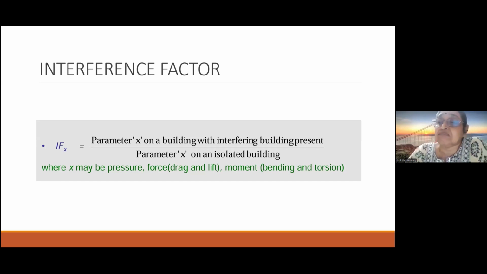For example, if you are doing a design of a cooling tower, we are worried about the pressure distribution around that cooling tower shell. So there we try to find out whether there is an interference factor on pressure. If it is a force coefficient, then we may be thinking about the along-wind force or the crosswind force, and by which factor it has to be multiplied.